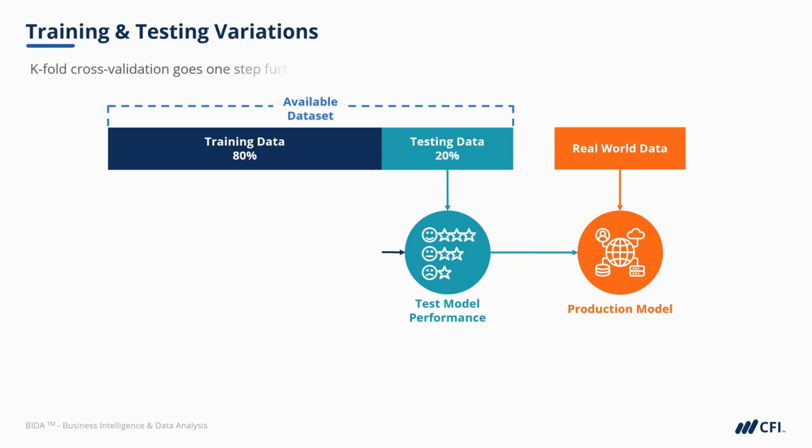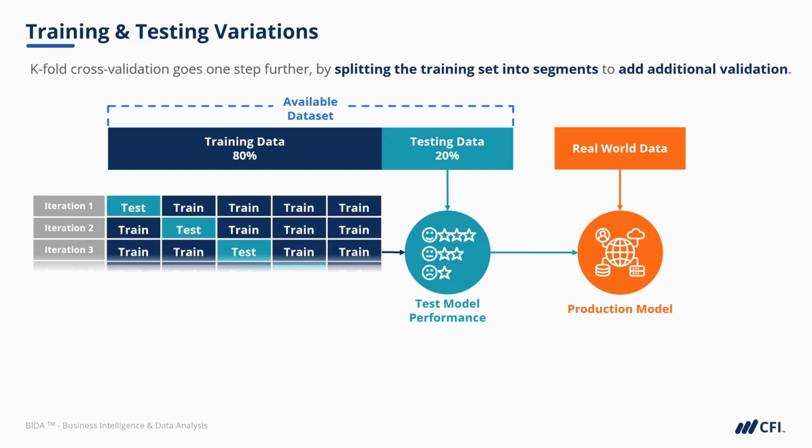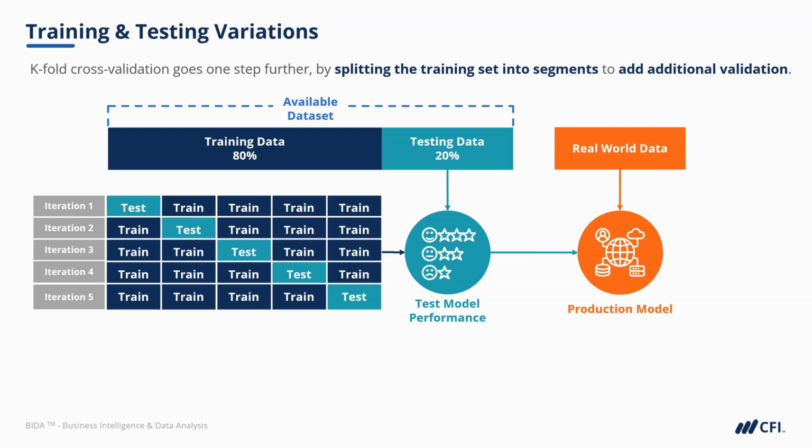There are various different approaches to this training and testing methodology. One way to make it more complex is to use k-fold cross-validation, which goes a step further by splitting the training set into segments to add additional validation. Usually we'll split it into 5 or 10 segments. So say we split the dataset like this into 5, we'll run the algorithm 5 times, and within each iteration we'll use 4 segments as training data and 1 segment as testing. After we complete the 5 iterations, typically this final testing dataset is kept separately to validate the model one last time. Another technique, training, validation, and test, splits the dataset into 3 segments instead of the original 2.